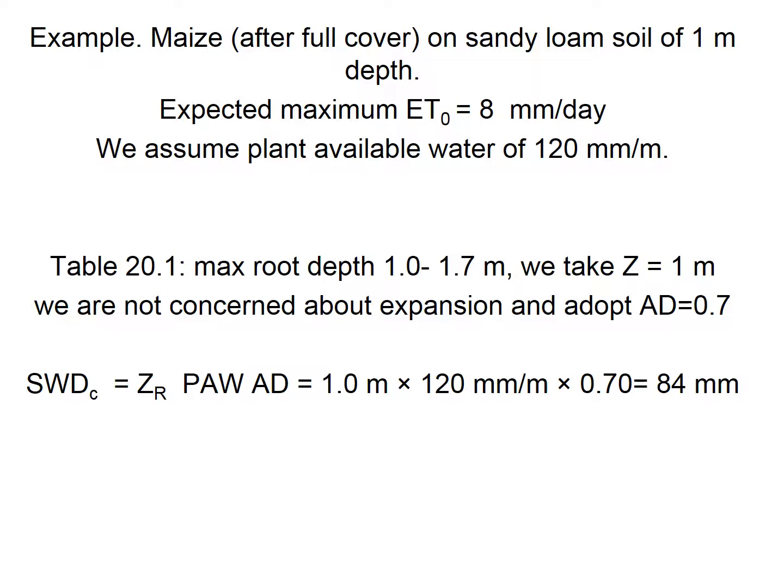As we are dealing with an extensive crop and after full cover we are not concerned about expansion, we can adopt an allowable depletion of 0.7. Therefore, the critical soil water deficit will be the product of the rooting depth, 1 meter, plant available water, 120 millimeters per meter, and AD, 0.70, which gives us 84 millimeters.